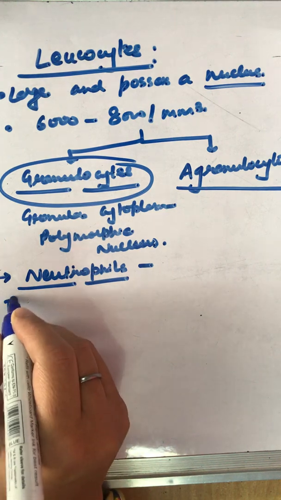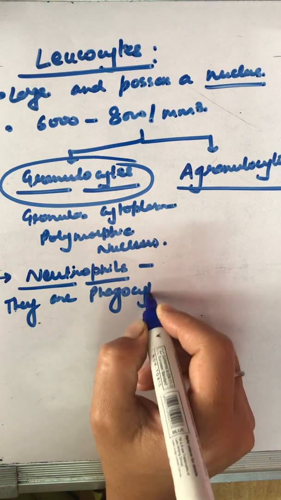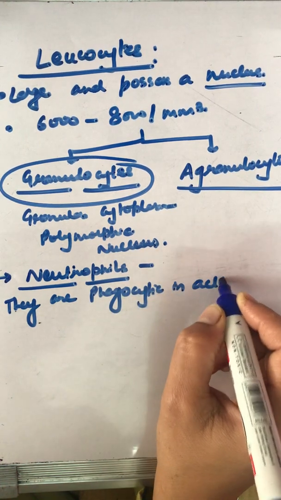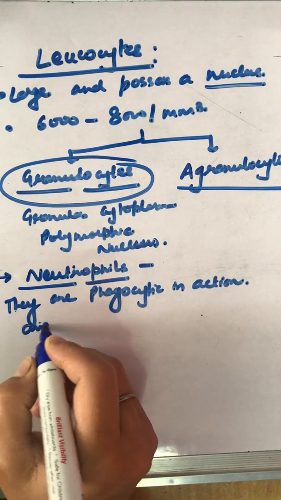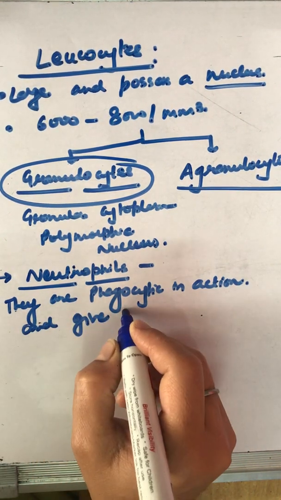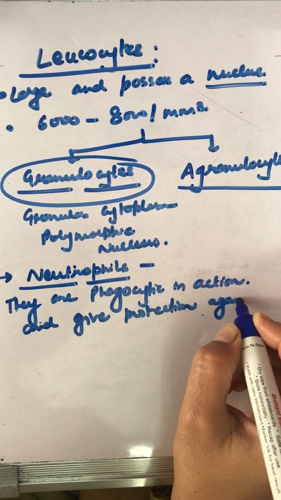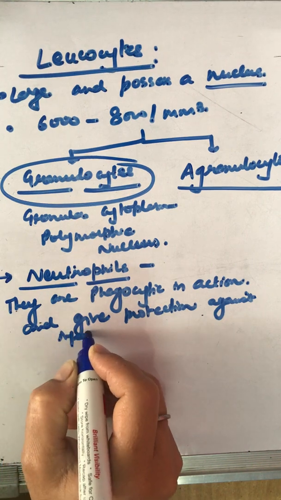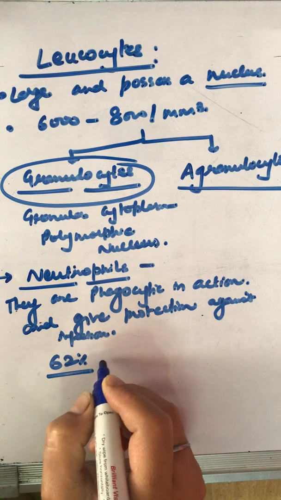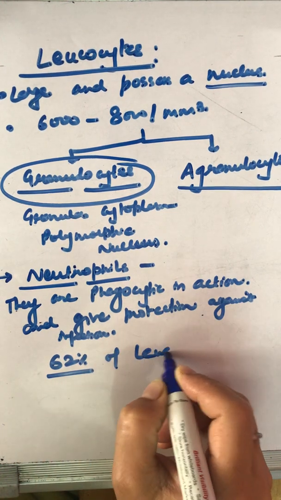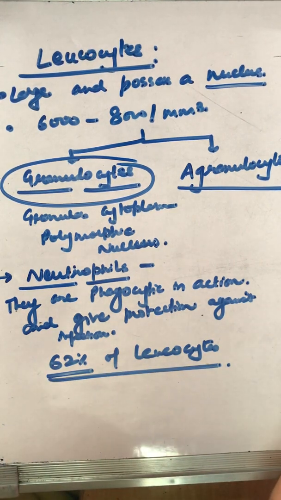So they are phagocytic in action, means they will rise up, eat up and give protection against infection. How much? A number 62% of leukocytes, they have neutrophils. Obviously, infection also has to be removed, right?